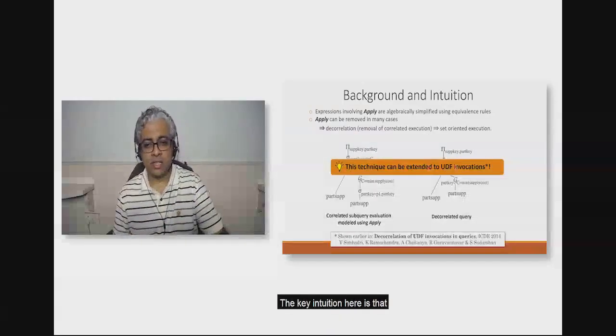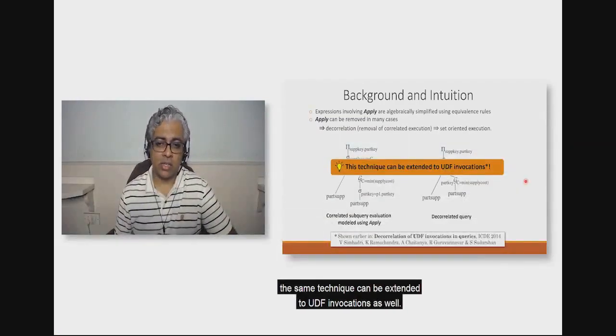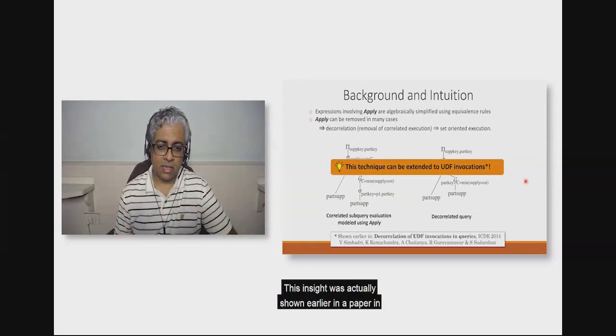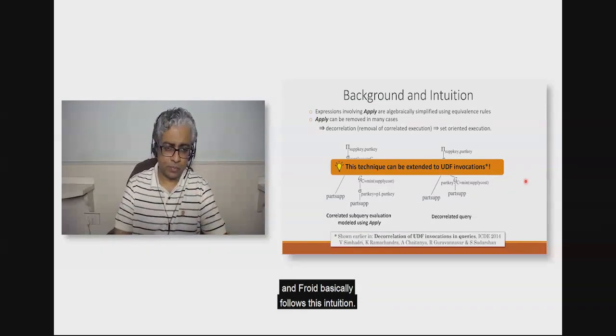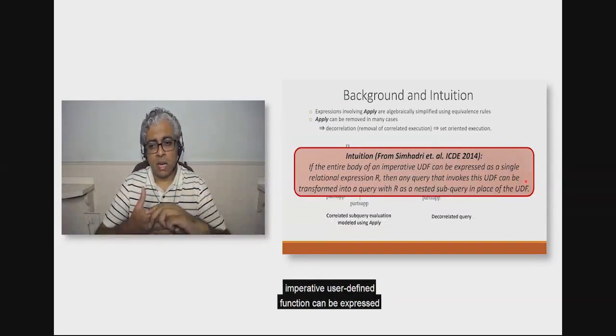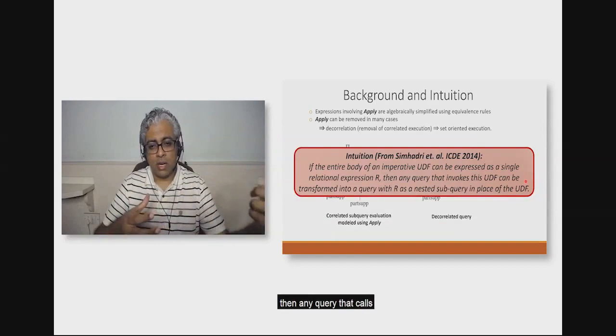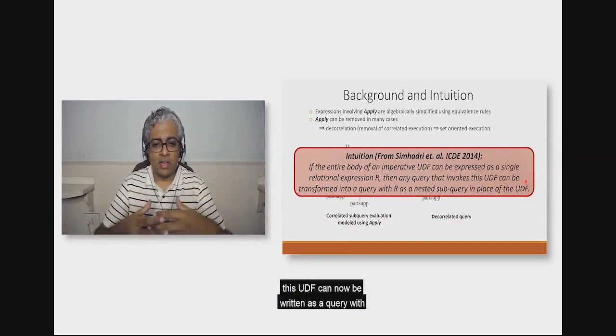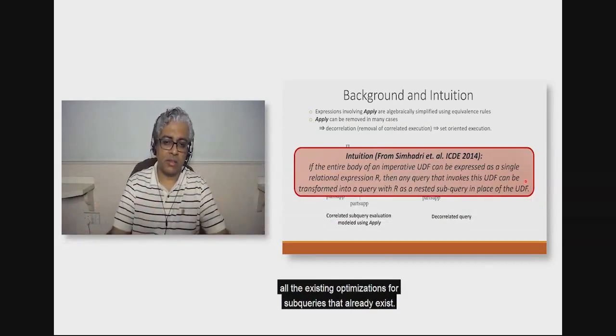So the key intuition here is that the same technique can be extended to UDF invocations as well. And this insight was actually shown earlier in a paper in ICDE 2014 titled Decorrelation of UDF invocations in queries. And Froid basically follows this intuition. So to summarize the intuition, all we are trying to say here is that if the entire body of an imperative user-defined function can be expressed as a single relational expression or a single query, then any query that calls this UDF can now be written as a query with a nested subquery. And then we can leverage all the existing optimizations for subqueries that already exist.